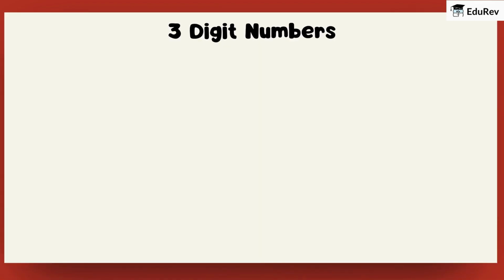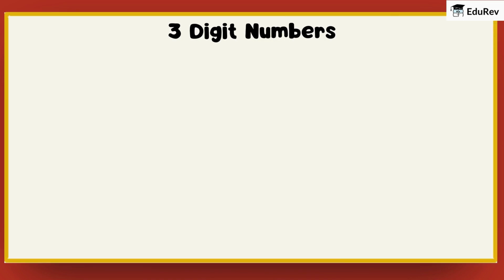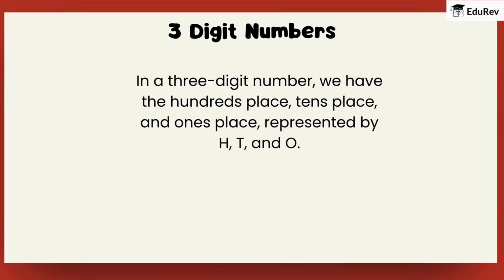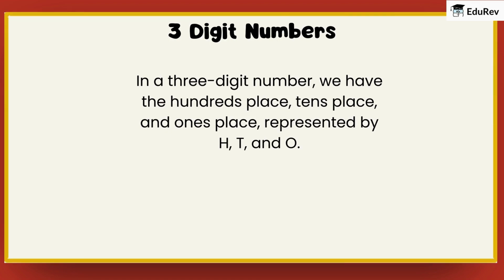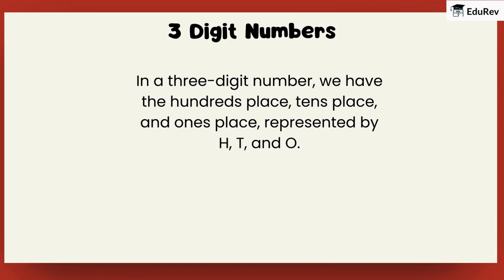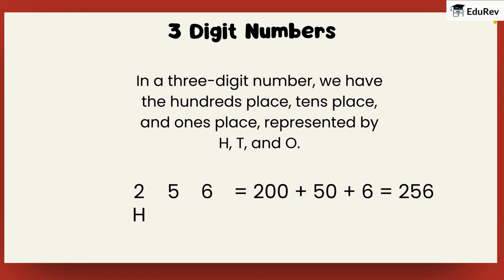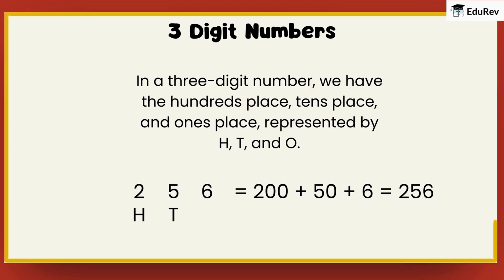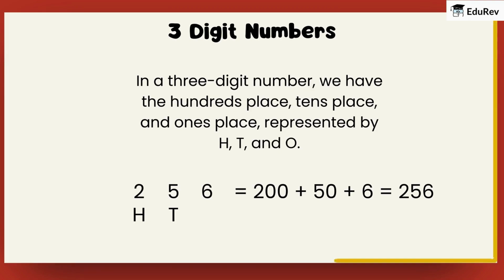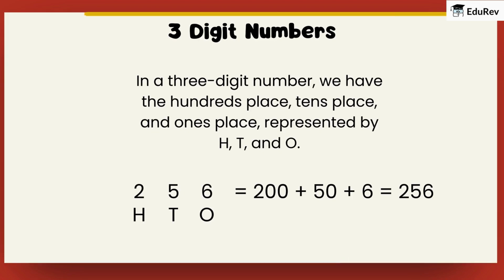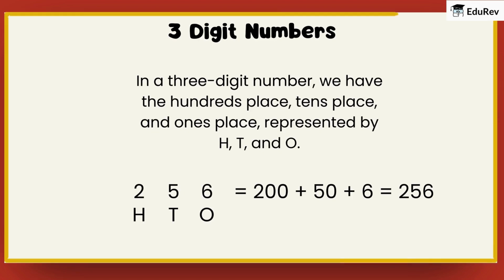Moving on, we have three-digit numbers. In a three-digit number, we have the hundreds place, tens place, and ones place represented by H, T, and O. For example, in the number 256, the 2 represents 200s, which is 200, the 5 represents 5 tens, which is 50, and the 6 represents 6 ones. So, 256 is 200 plus 50 plus 6.